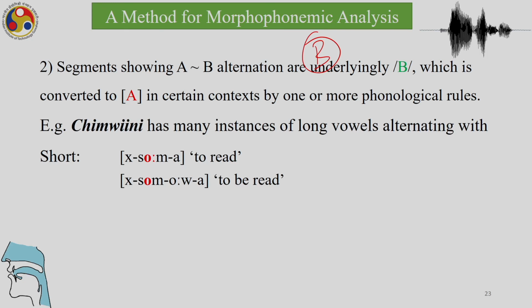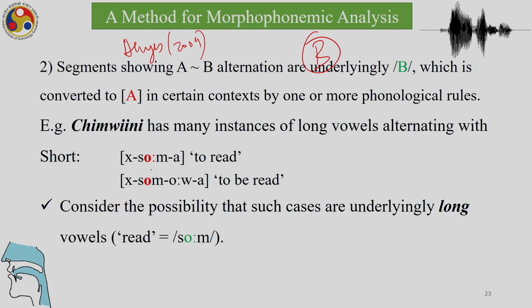So we have some data from Chimwini. All the data and analysis is from Hayes 2009. So Chimwini has many instances of long vowels alternating with short. So we have the data soma, to read, and somo, to be read. Now we have this long vowel here, and this long vowel here is shortened.